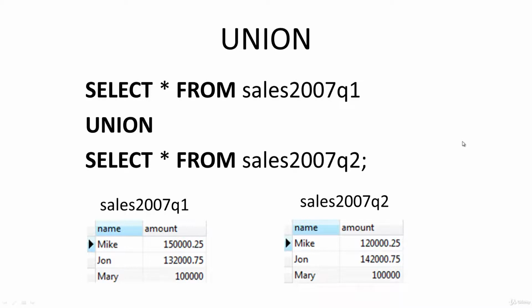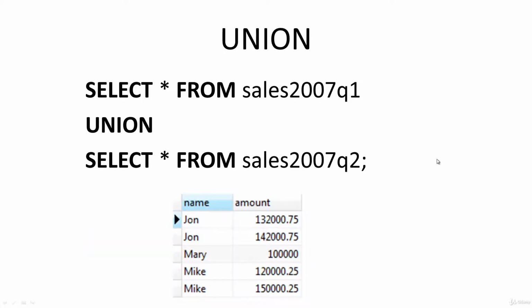So the syntax would look something like this. We say select everything from sales 2007 Q1, union, and then select asterisk, so all columns from sales 2007 Q2. So if we take a look at what happens after this, we get this result. We have John, John, Mary, and then Mike, Mike. And we have their name, the amount, and notice here, Mary only shows up once. And that's because she had the same value for both quarters. So as we mentioned earlier, if you just use union, it's going to delete duplicate rows. And what a duplicate row means is that every single column in both of those rows is exactly the same.